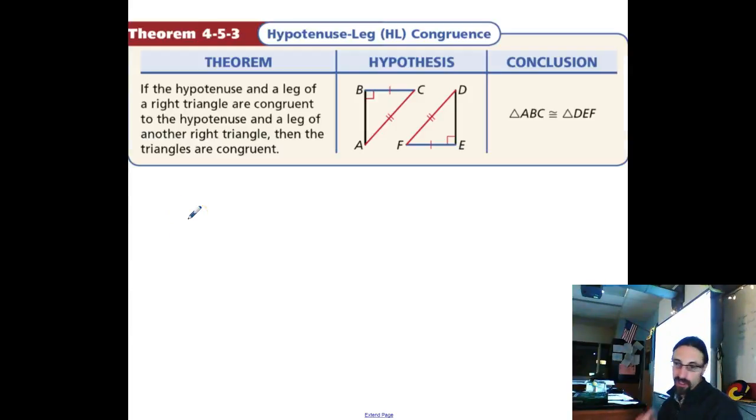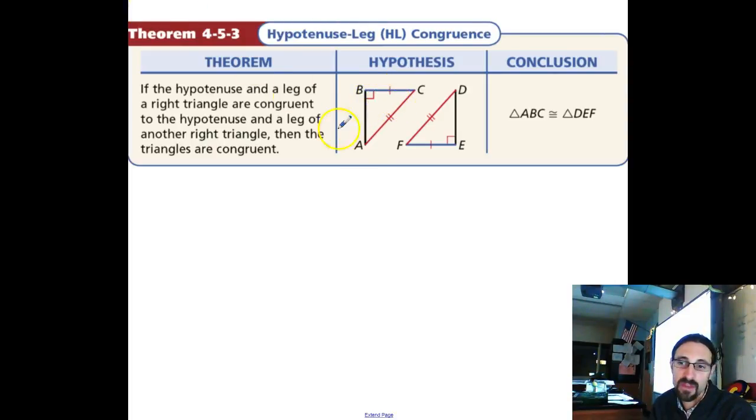The last congruence theorem or postulate that we're looking at is called hypotenuse leg. And of course, when you use the word hypotenuse, you're referring to a right triangle, a triangle with a 90-degree angle in it. And what you need here is you need to know A, that you have a right angle, and B, the hypotenuse and a leg.